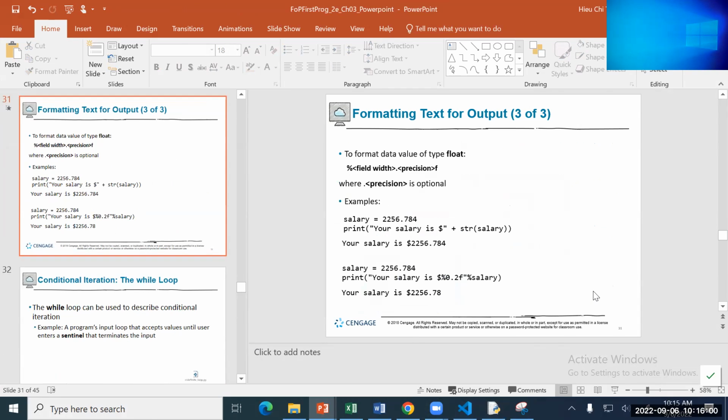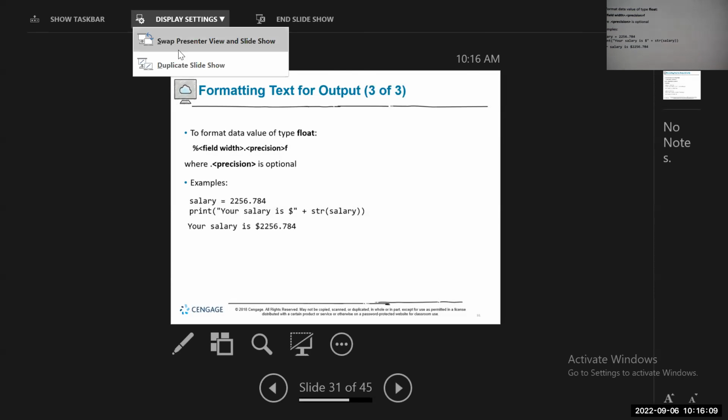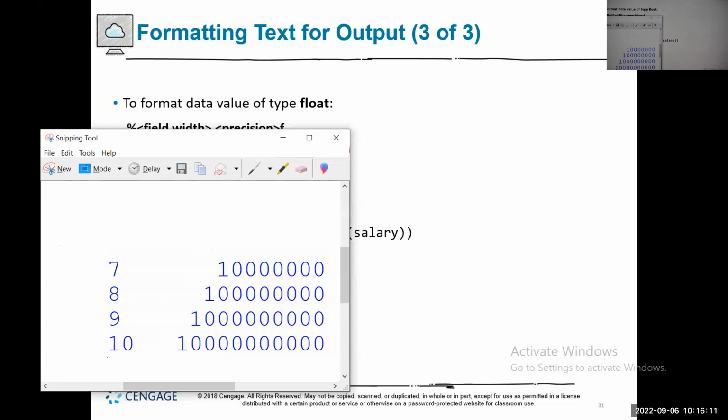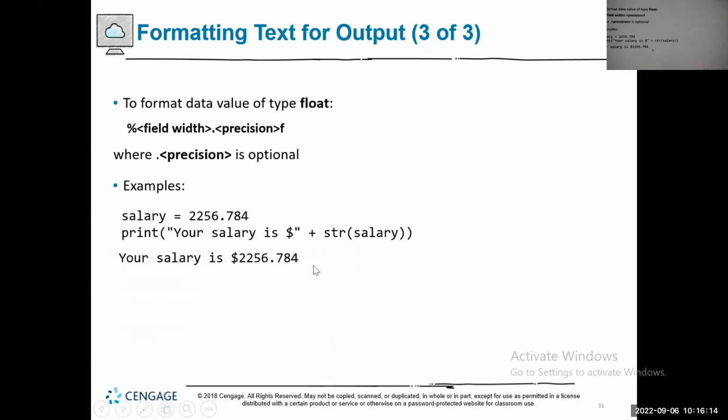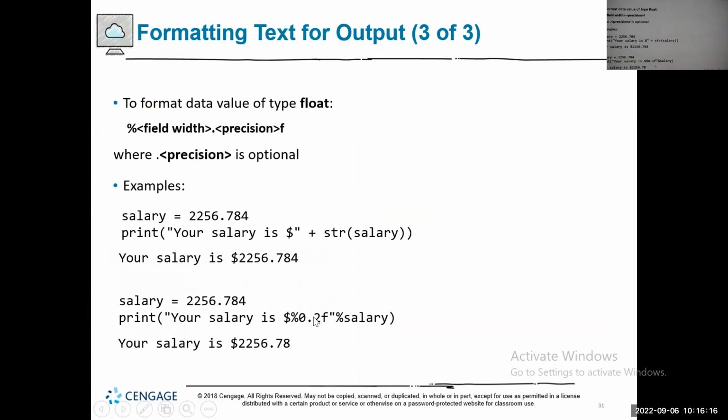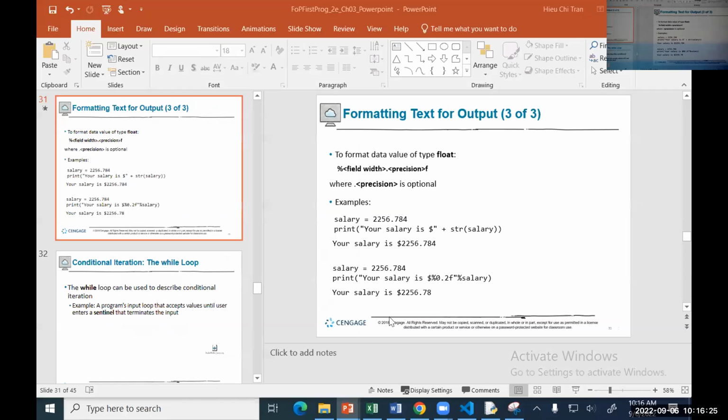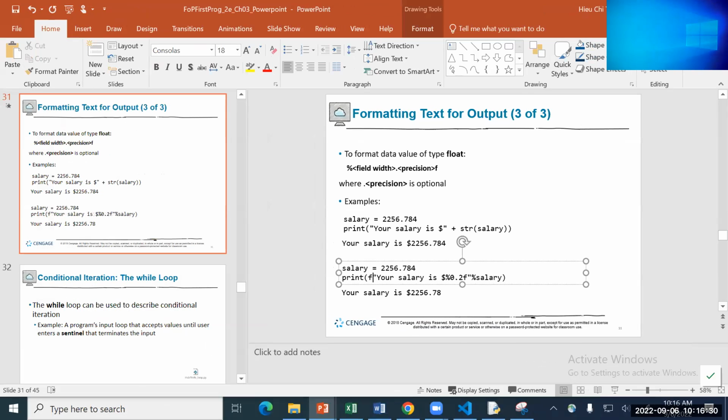Okay, so of course for the output, to format the text for the output, I said that you have many ways to do that. One of the ways is the one you can see here. If you want to keep only 2 decimals, you have the percentage 0.2f, and the percentage of the variable again. But again, I prefer to use f-strings. I think it's way easier for me.